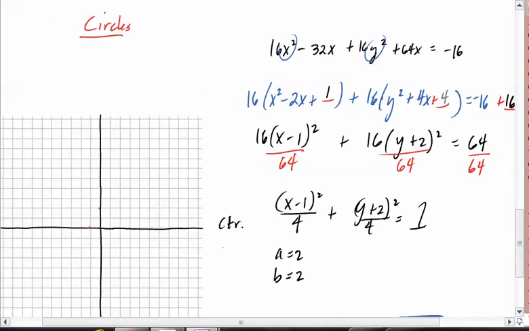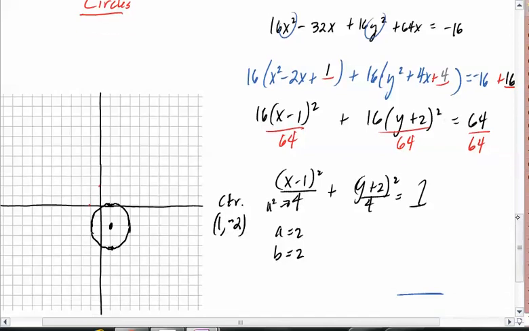Let's look for the center here. 1, negative 2. So I'm going to go over 1, negative 2. This is A squared, right? So my A squared, so A is 2. There's 2, there's 2, and there's 2. And that, ladies and gentlemen, is a circle when you go out the same direction, same distance in every direction.